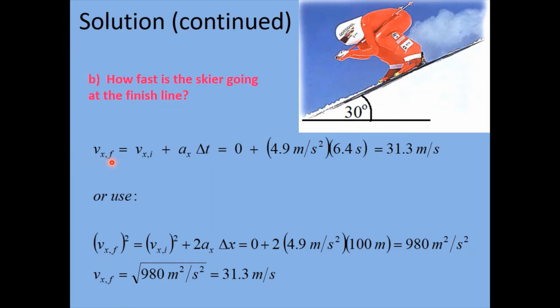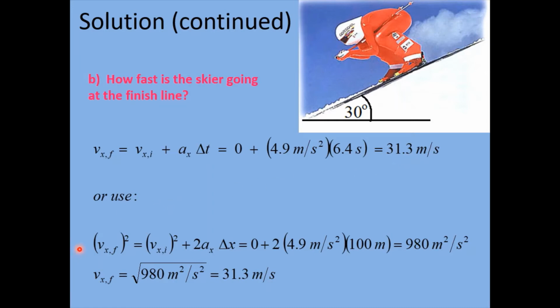The final velocity, remember, is equal to the initial velocity plus the acceleration times the time. We know that he's starting from rest, so that's 0. That's our v sub i, the initial velocity is 0. The acceleration from the previous slide was determined to be 4.9, and the time was found in part A of this problem to be 6.4. So our answer is just 4.9 times 6.4, which is 31.3 meters per second.